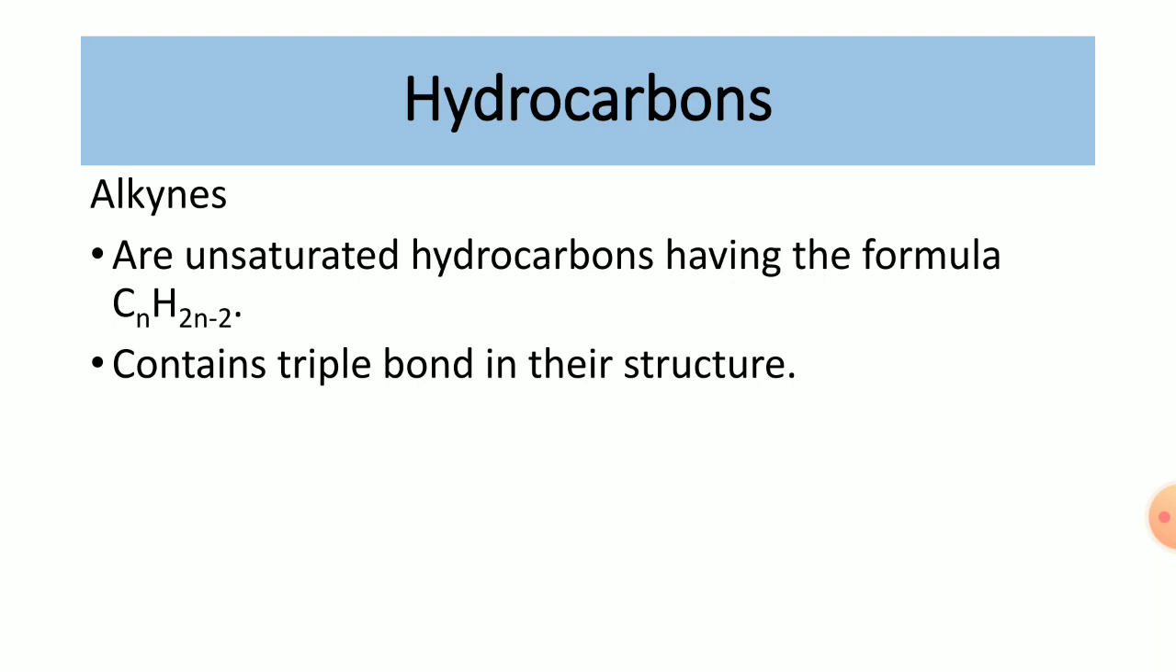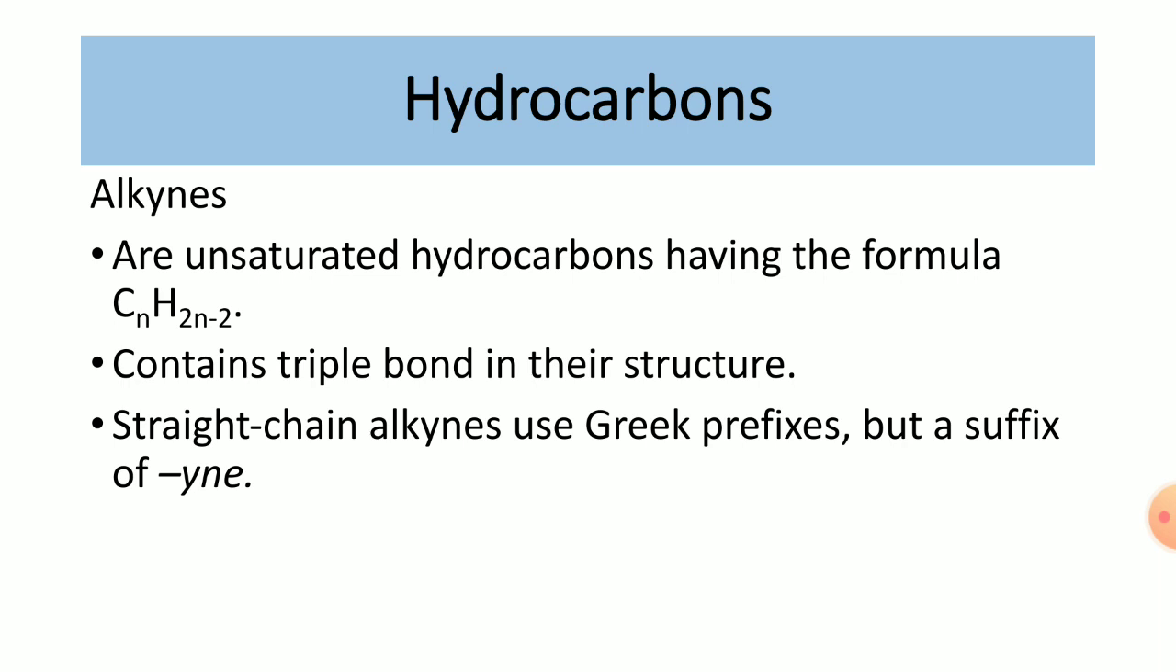Straight-chain alkynes also use Greek prefixes but a suffix of yne. Just like on alkanes and alkenes, they use the same prefixes, but the only difference is their ending. So alkanes end with a-n-e, alkenes end with e-n-e, and alkynes end with y-n-e.